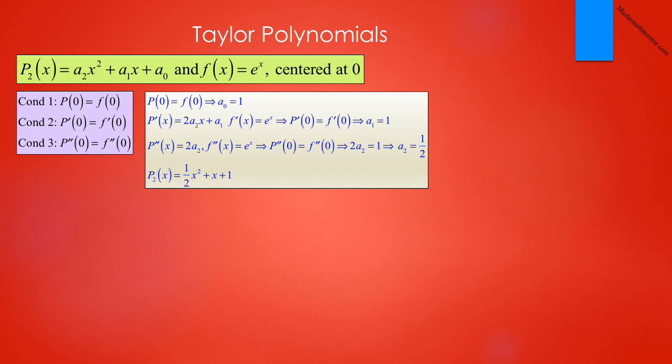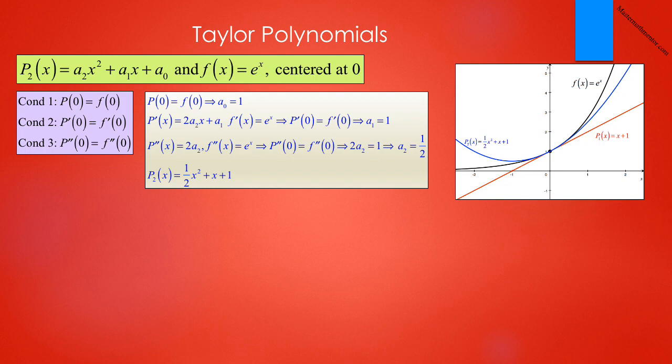So p double prime of 0 is equal to f double prime of 0, meaning that 2a2 is equal to 1 and a2 is equal to 1/2. So our polynomial is equal to 1/2 x squared plus x plus 1.